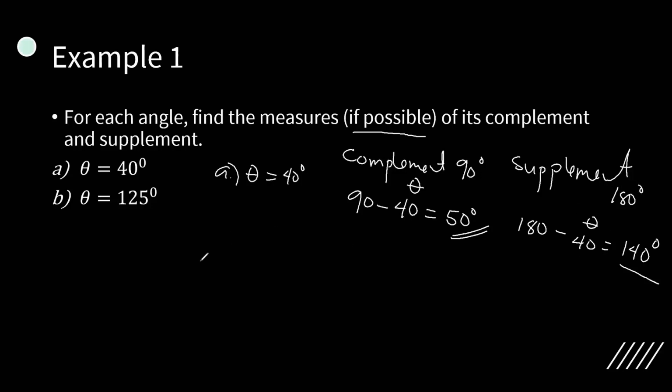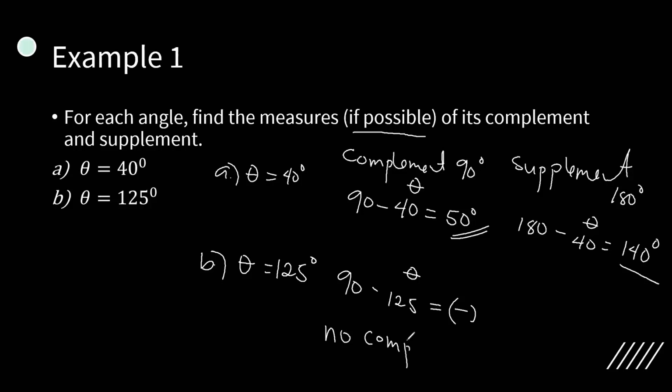So let's have this letter B, where theta is equal to 125 degrees. So we have 90 minus the theta, which is 125. Now, this will result in a negative. So it means that it has no complement. So the 125 degree angle has no complement.